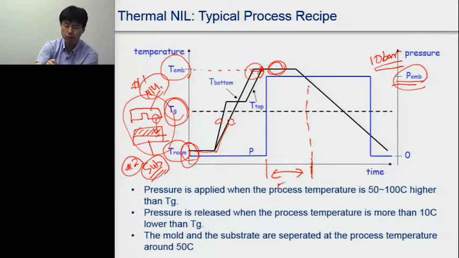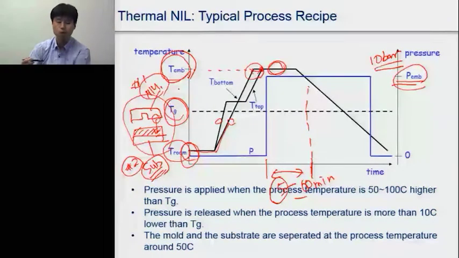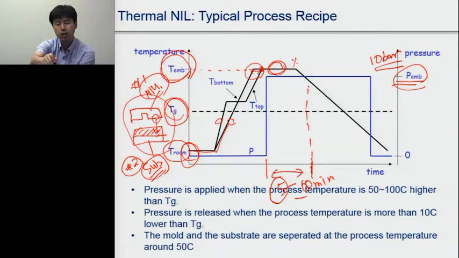It could be 5 to 60 minutes, depending on the embossing temperature. And at some point we turn off the heater. So heater number 1 and number 2 are turned off, and the entire master mold and resist coated substrate cool down together, but we still maintain the pressure.